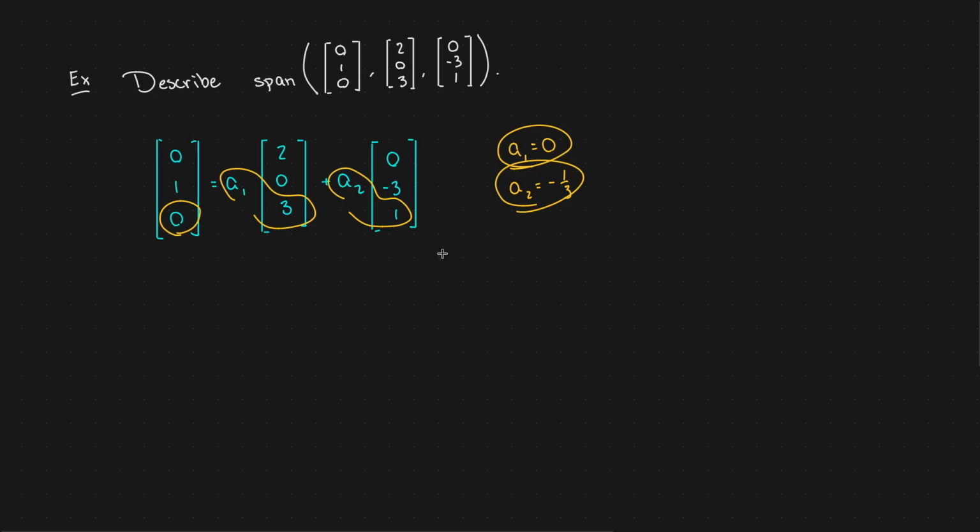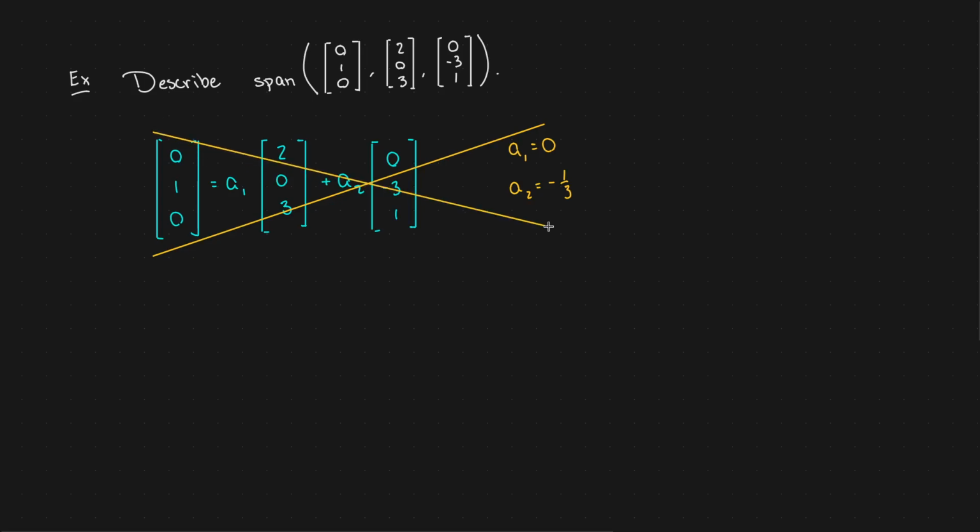So I get 0, and then since a1 is 0, I get 0 equals 0 plus, and then a2 is negative 1/3, so 0 plus negative 1/3. So this last line would be 0 equals negative 1/3, and that doesn't make sense. Okay, so this is impossible. And same thing if we look at it in any other linear combination.